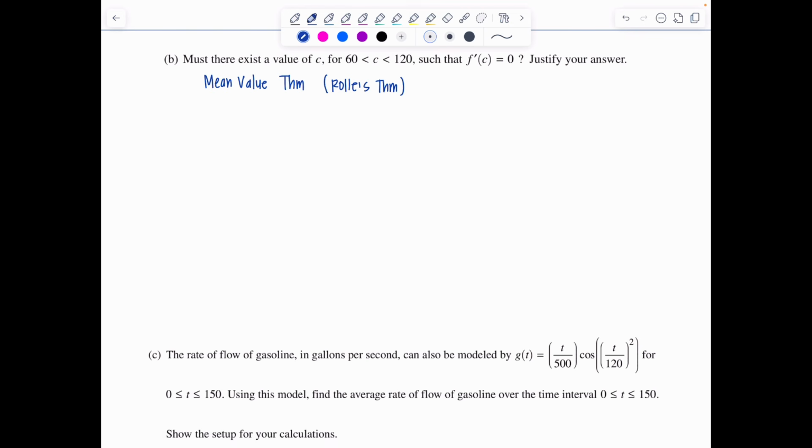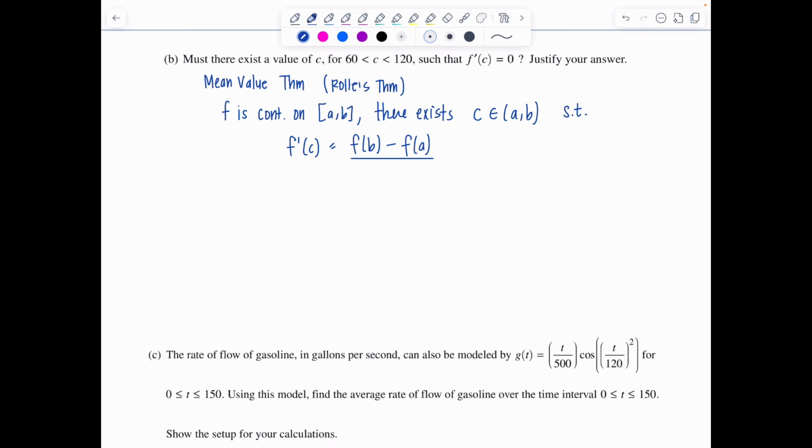But basically it says as long as f is continuous on the interval from A to B, then there exists a C that's on the interval from A to B such that f prime of C equals f of B minus f of A over B minus A. So here's the important thing to remember about the mean value theorem. You can only apply it so long as f is continuous on the interval from A to B. The way it looks like things are going, A and B should be 60 and 120.